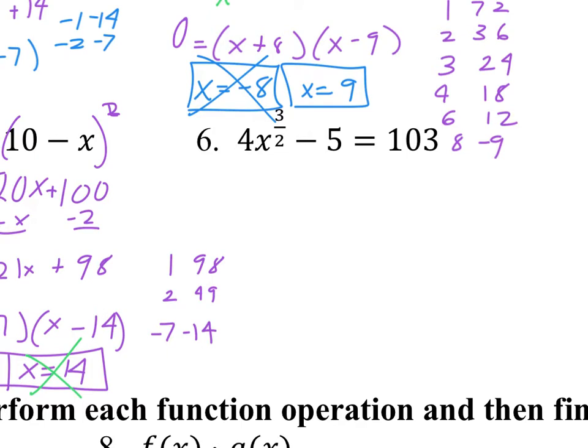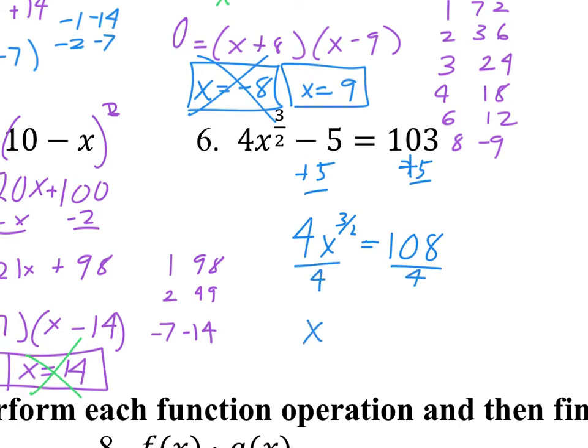Here we've got the 3/2 power, but we would start by adding 5 to both sides of the equation. So we get 4x to the 3/2 power equals 108. And then we would divide by 4. We get x to the 3/2 power equals 28. Now, again, if you want to, you can change this to the square root of x cubed.